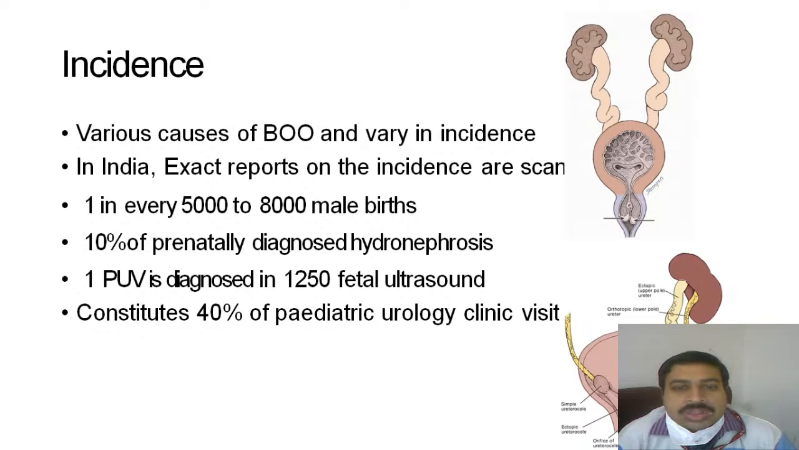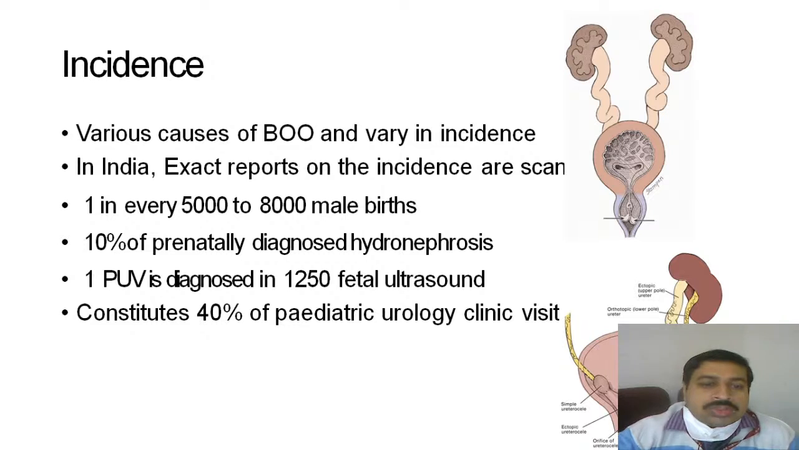It's not very common and not rare either. We see it quite commonly in males. So posterior urethral valve is a disease of the male gender, and it occurs in about 1 in every 5,000 to 8,000 male births. And this is not an uncommon cause of antenatally or prenatally detected hydronephrosis.